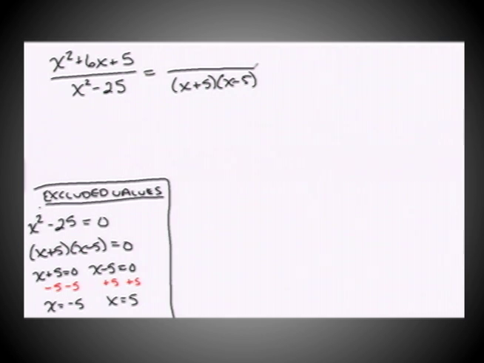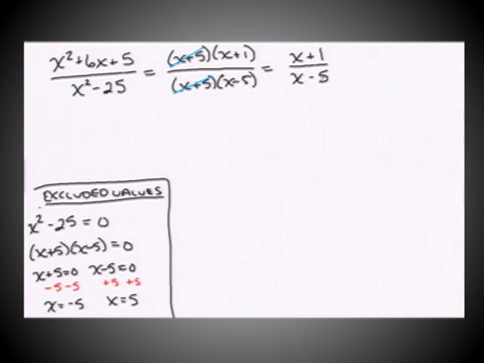And the numerator factors as x plus 5 times x plus 1. And if you're unsure how I factored that numerator, you can go back and watch the videos on factoring trinomials. All right, and according to our last video on simplifying rational expressions, we can use the fundamental principle of rational expressions and divide out the common factors of x plus 5 and x plus 5. And we're left with x plus 1 divided by x minus 5.